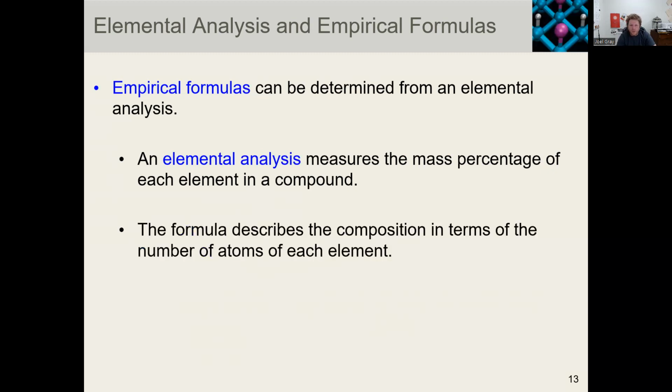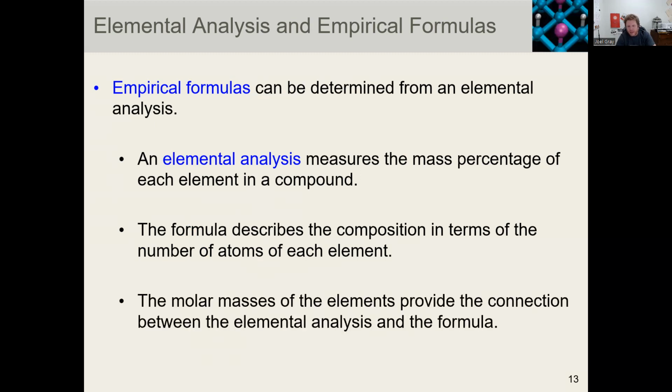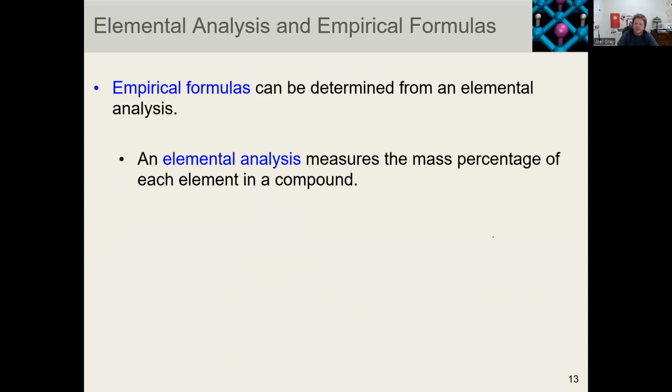So the formula describes the composition in terms of the number of atoms of each element. The molar masses of the elements provide the connection between elemental analysis and the formula. So this right here, percentage of each element in a compound, it's basically like if you look at a compound that is C6H6O2, you have to figure out the total mass of this. And then you have to figure out what mass of it is carbon, what mass of it is hydrogen, and what mass of it is oxygen.